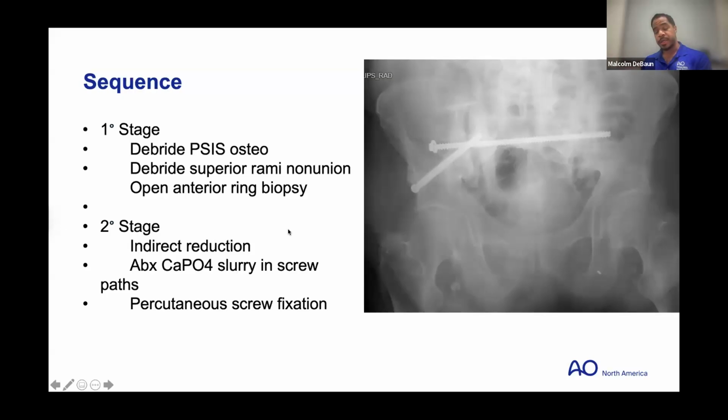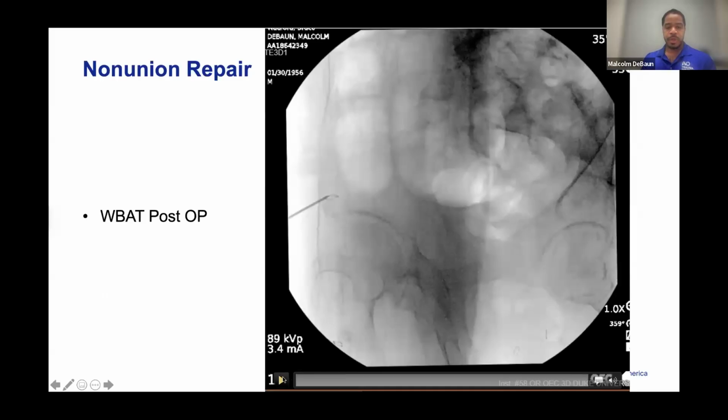And then we got our cultures back. Turns out cultures were positive in the anterior ring, as well as obviously in the posterior ring. And so what we elected to do is to improve his reduction, provide stability, and deposit a local antibiotic slurry targeted towards his MRSA for infection control, all in one definitive stage. We'll roll through this as we go through the fluoros, right? I had already opened and debrided the anterior ring, so this was all percutaneous. This was all a closed surgery.